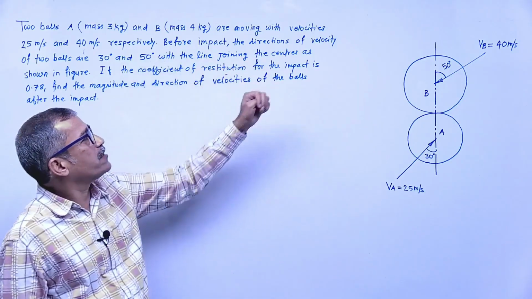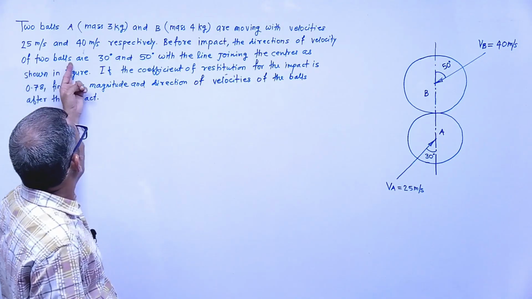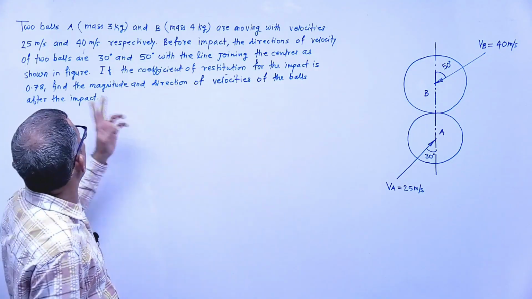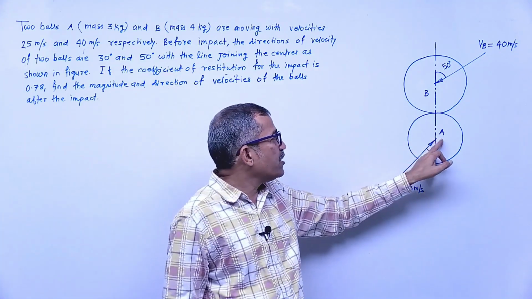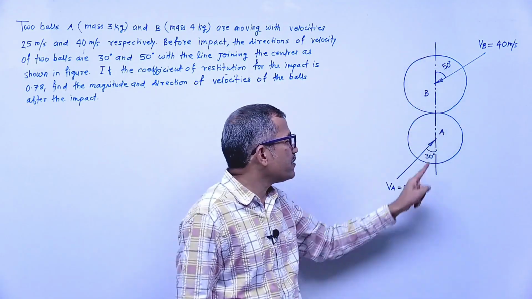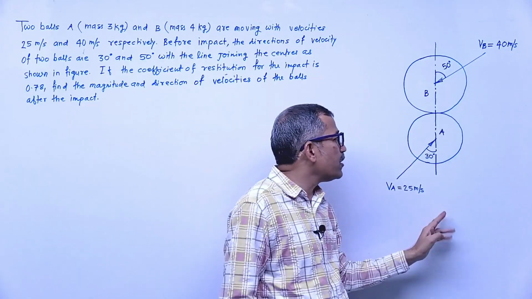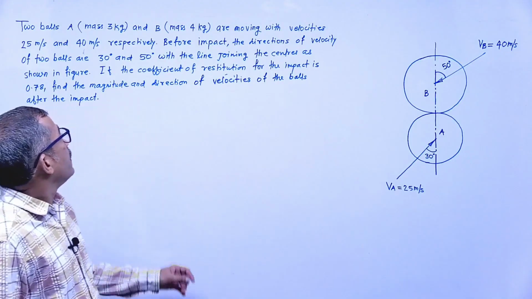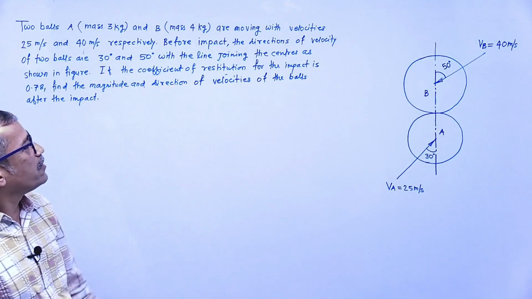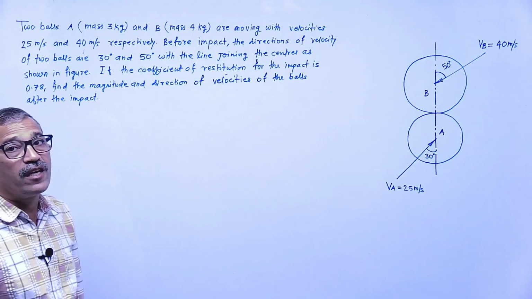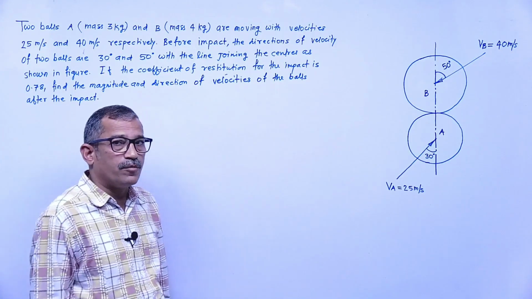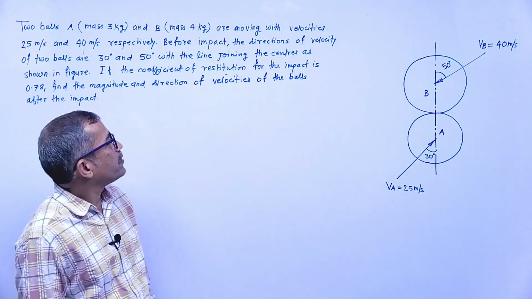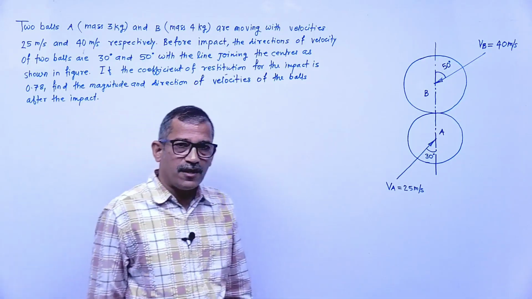Before impact, the directions of velocity of the two balls are 30 degrees and 50 degrees with the line joining the centers, as shown in the figure. The line joining the centers means the vertical line, and the angles are with this line. Next, the coefficient of restitution for the impact, e, is 0.78. Find the magnitude and direction of the velocities of the balls after impact.